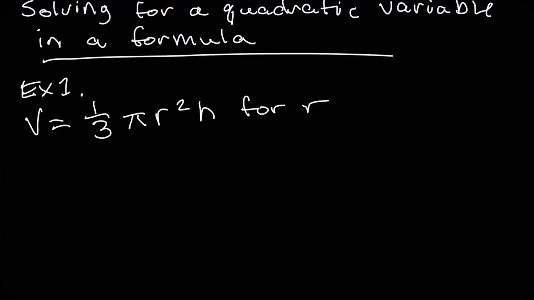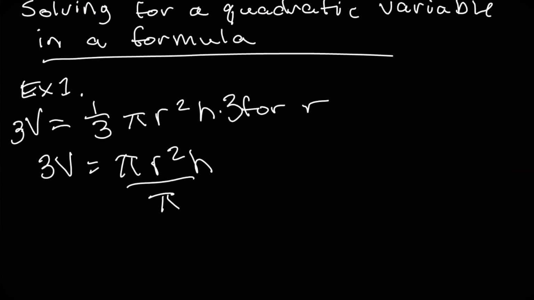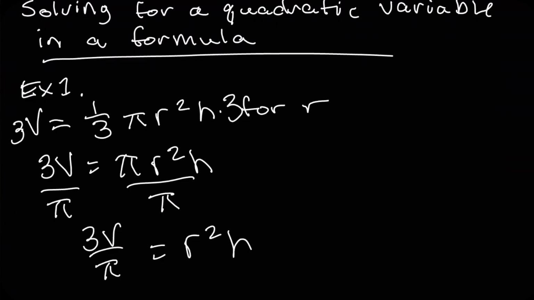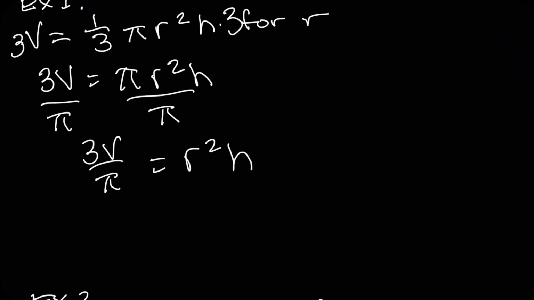Let's see what we can do first. We know that we have some constants here of 1/3 and also pi. Let's first multiply by 3 to get rid of that 1/3 on the right hand side. That leaves us with 3v is equal to pi r squared h. Pi is another constant that we can get rid of, and to do that, we need to divide by pi. So we're left with 3v divided by pi is equal to r squared h.